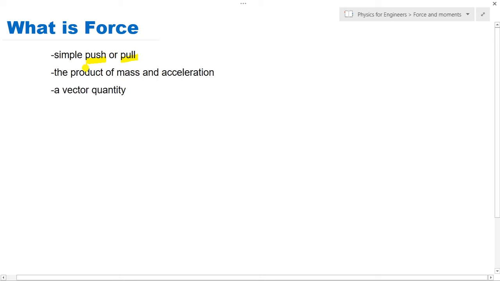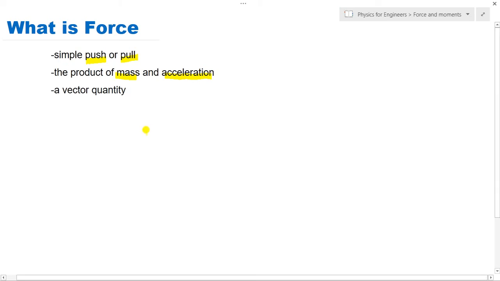And then force, in higher levels like senior high school, junior high school or even college, is the product of your mass and acceleration. So therefore, whatever we push or pull has a mass, and since you push it, of course it will move. When there is movement, of course you have an acceleration.